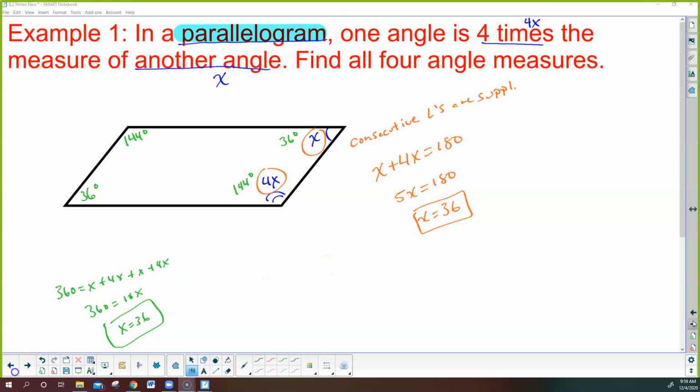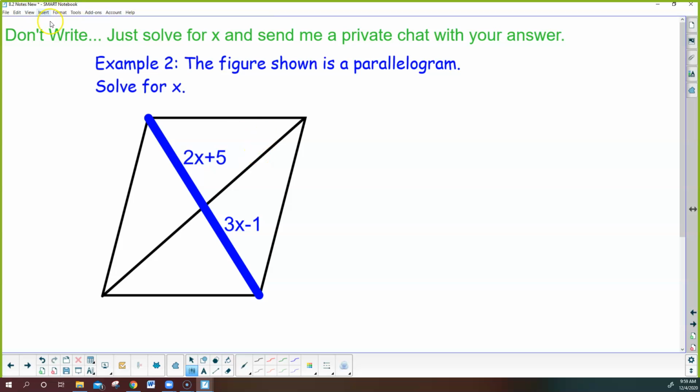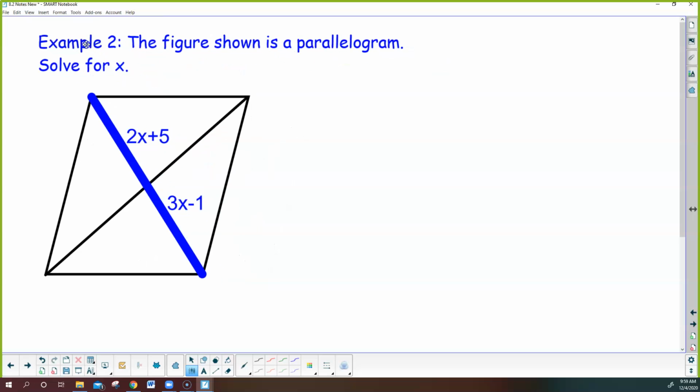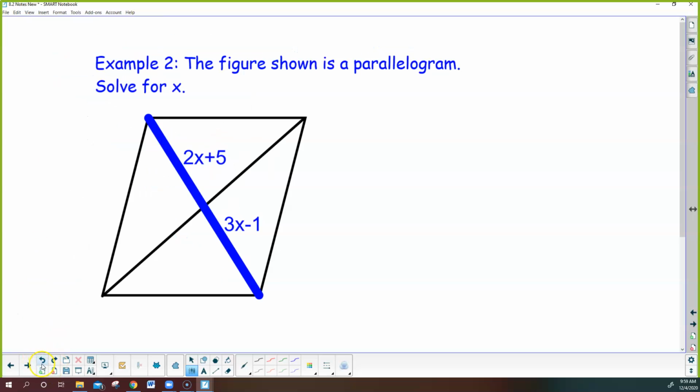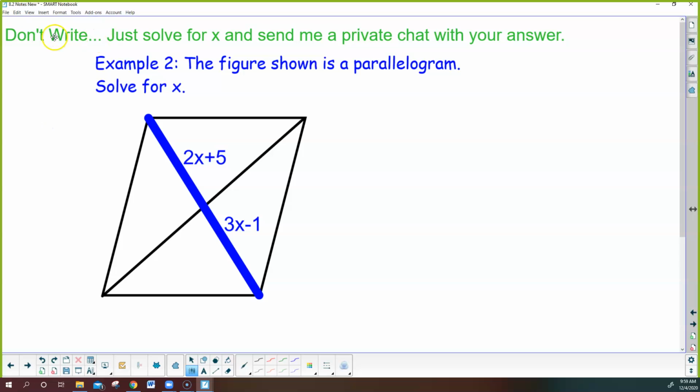All right. Any questions? Why don't you guys try this problem. It's up to you if you want to write this, you can write it or you don't need to. But I want you to solve for x, and then I want you to send me a private chat with your answer for x based off of the figure given as a parallelogram. Solve for x. So tell me your answer when you're done, and we'll give you a couple minutes on this one.